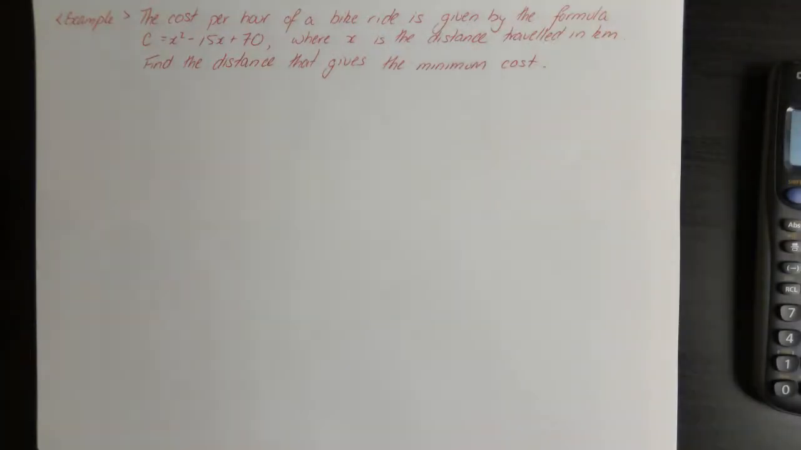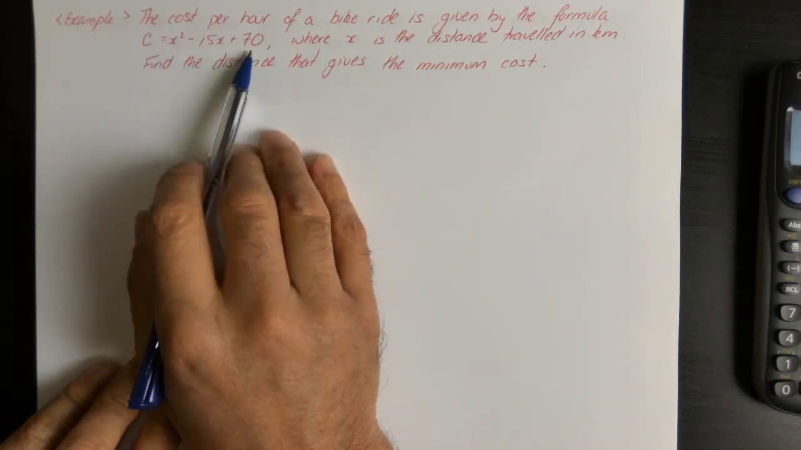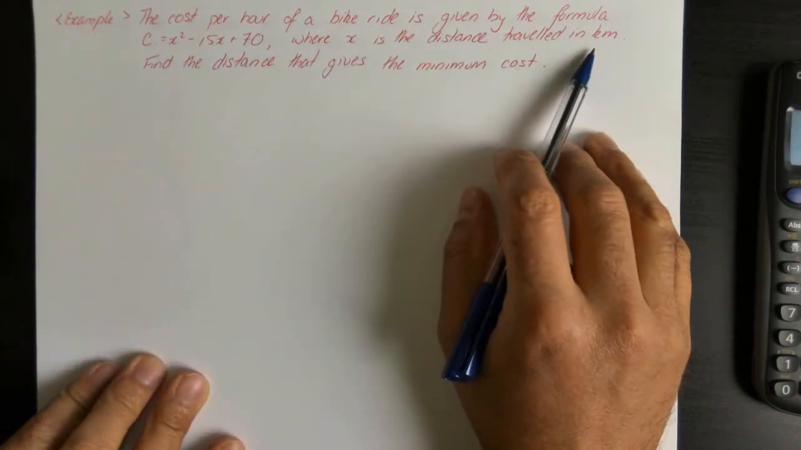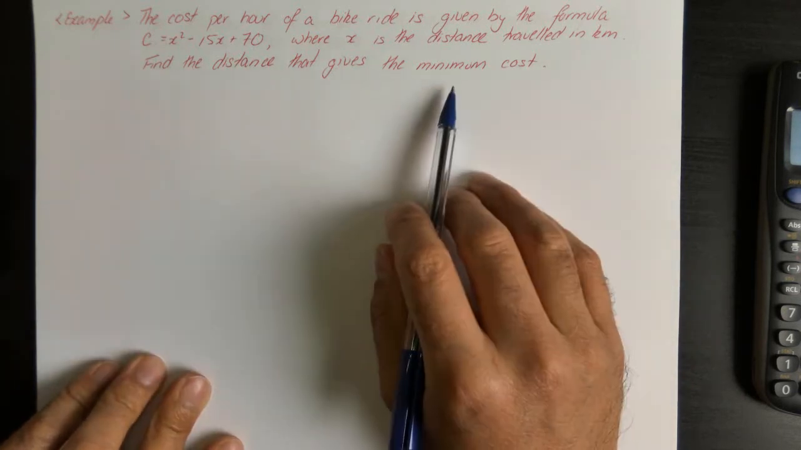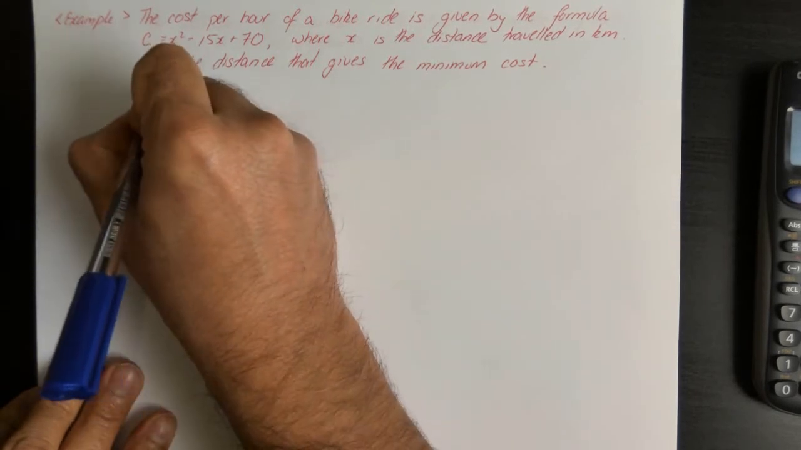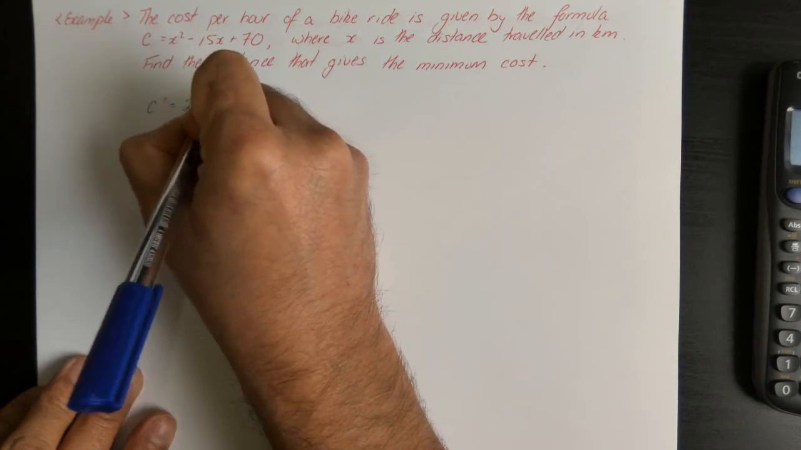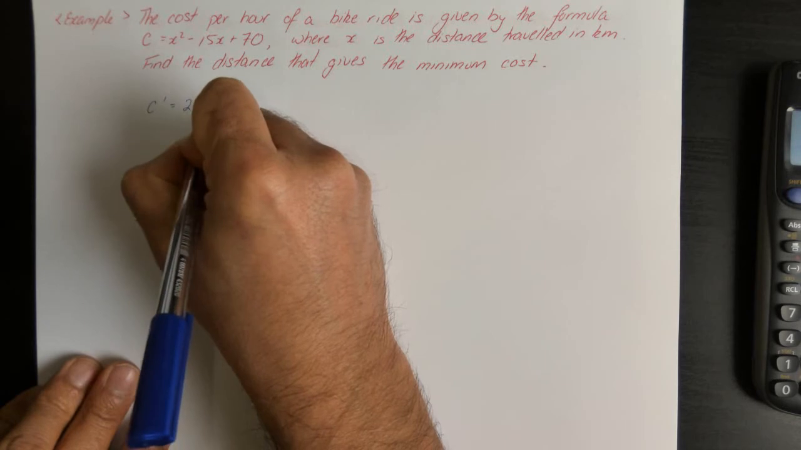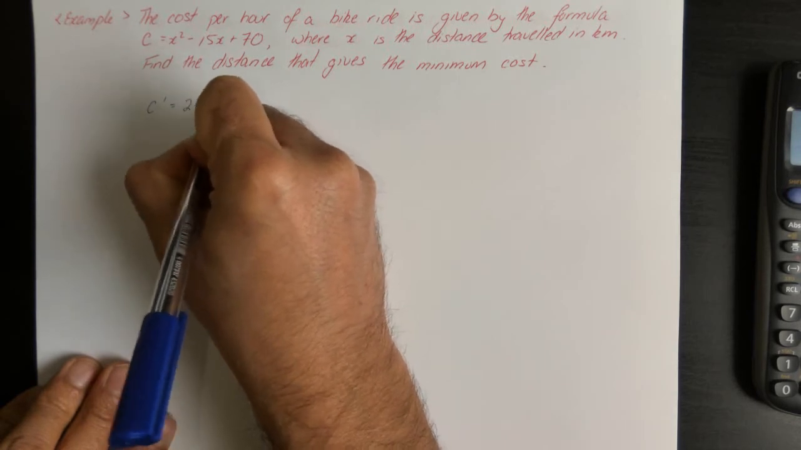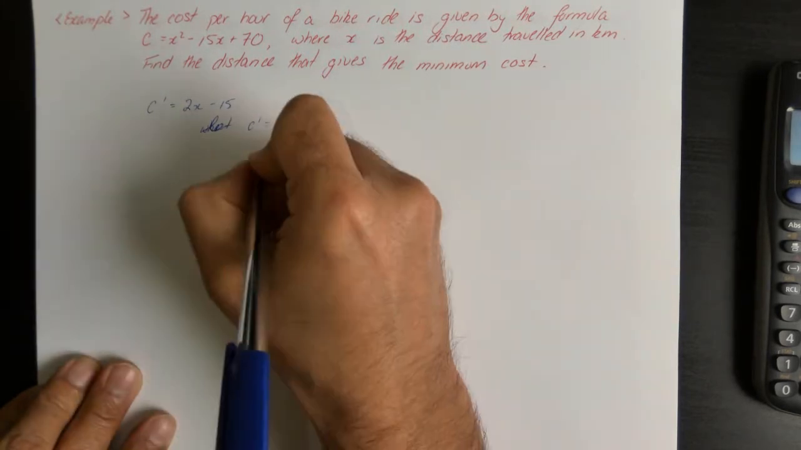Okay, so let's try one example here. An optimization problem is trying to find the absolute maximum or minimum of the problem. So we've got the cost per hour of a bike ride is given by this formula, where x is the distance travelled in kilometres. We want to find the distance that gives the minimum cost. Okay, so what I'm going to do is differentiate it first. I'm then going to set the derivative to be 0 so I can find the stationary point.